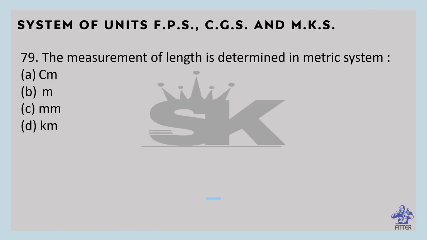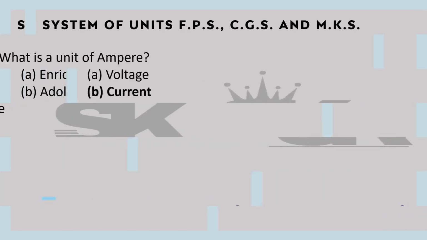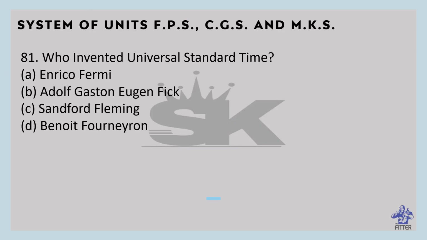The measurement of length is determined in metric system. That is meter. Okay. What is the unit of ampere? That is current. Okay. Who invented universal standard time? That is Sanford Fleming. Okay.